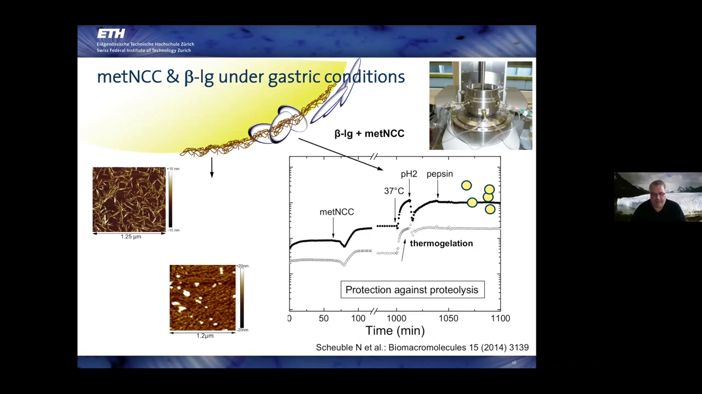We add the methylated cellulose, and it builds up a layer that is a composite layer with the beta-lactoglobulin. Temperature increase induces the thermogelation, and the addition of pepsin, so the gastric environment, is actually not changing things at all. So here we have a nice proof, at least from the interfacial rheology, that the material is really resistant against the gastric environment. So the emulsion stays intact.